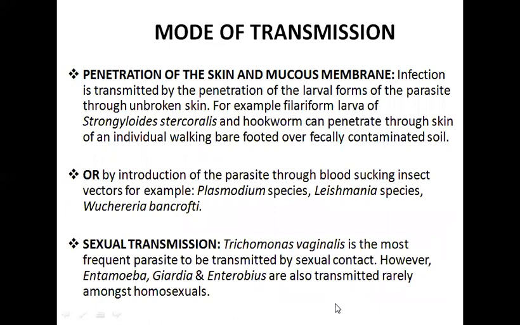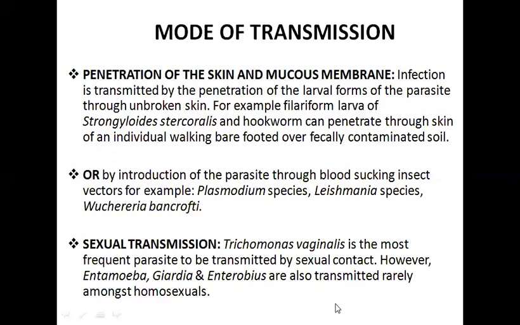Next, coming to the modes of transmission, we have penetration of the skin and mucous membrane. Infection is transmitted by the penetration of the larval forms of the parasite through the unbroken or intact skin. For example, the filariform larvae of Strongyloides stercoralis and hookworm, which can penetrate through the skin of an individual walking barefooted over fecally contaminated soil, or by introduction of the parasite through blood-sucking insect vectors, for example, the Plasmodium species.